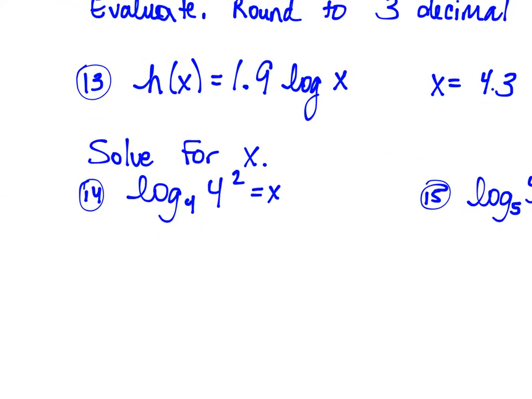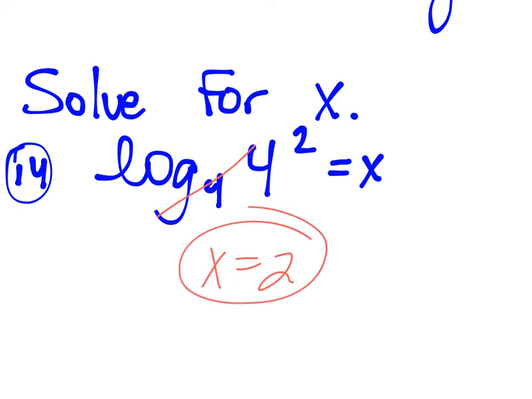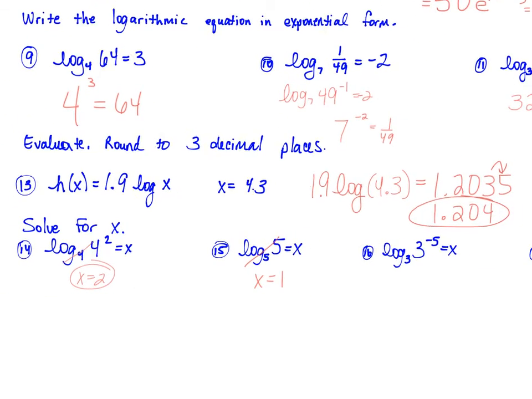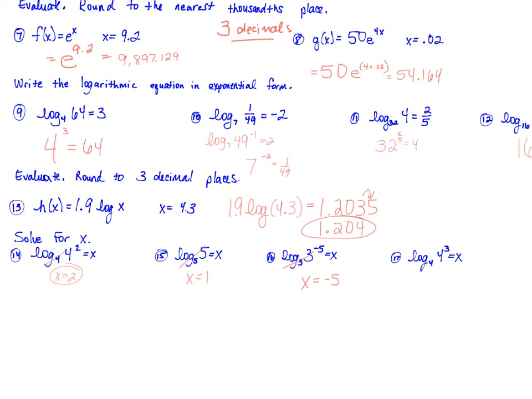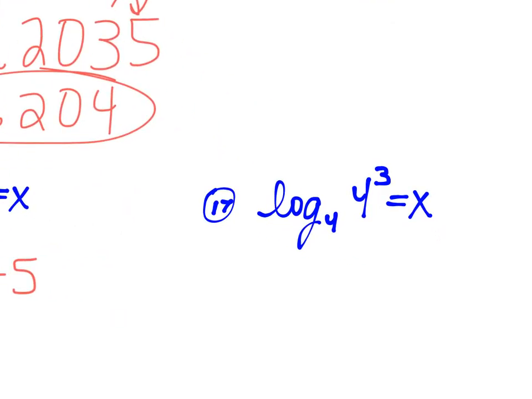Okay, solving for x. Wouldn't the 4 cross out and then just be the 2? The 4's cross out, so x equals 2. Properties of logs, guys. What happens here? 5 crosses. The 5's cross out, so x equals 1. Good. What happens here? 3 crosses out, so x equals 85. You're going to have to think a little bit, but you need to know the properties of logs, then it makes things easier. What happens here? The 4's cross out. It equals 3. So x equals 3.